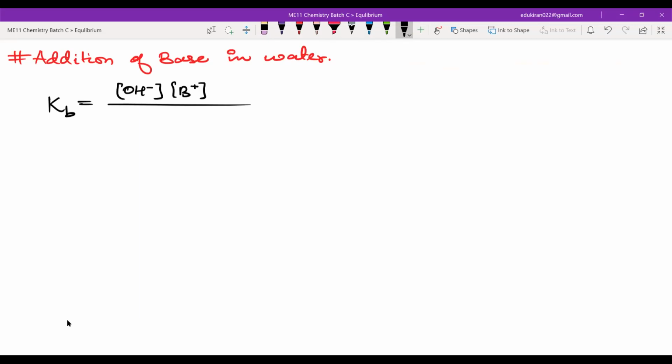Let me write the reaction. You have BOH, and hence you are getting B positive plus OH negative in aqueous solution, and in the denominator you will write BOH. That is the base here. No problem, right? Yes or no, guys? Tell me. No, sir. No problem. Okay, fine. So Kb we have written.